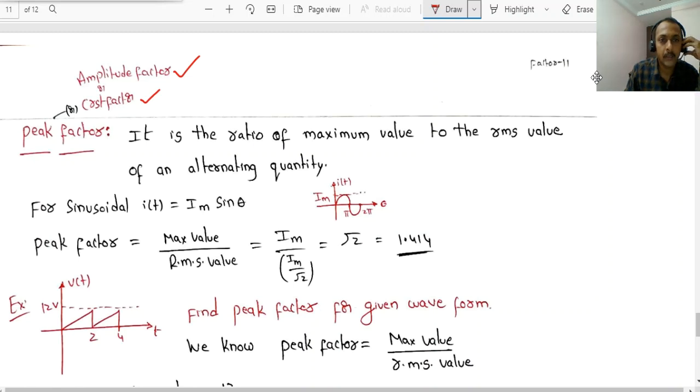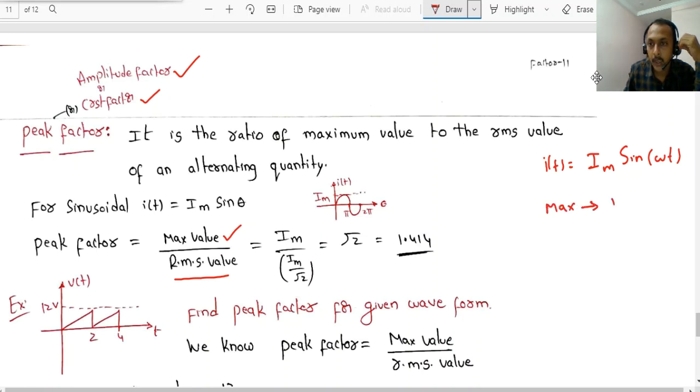Peak factor is simply the ratio of maximum value to the RMS value. In the given sinusoidal, I of t equal to Im sin omega t. Dear students, maximum value is how much? Maximum value is Im, and IRMS, as we have just seen in the derivations, is Im divided by root 2. The ratio of these two represents the peak factor or crest factor.